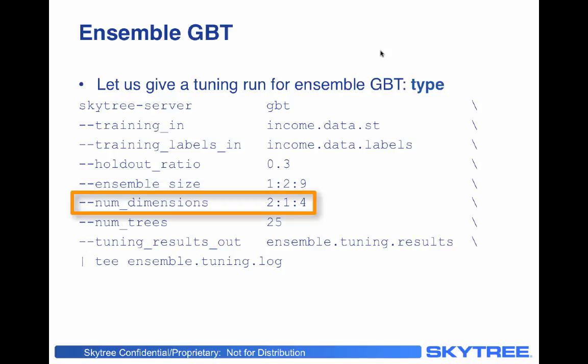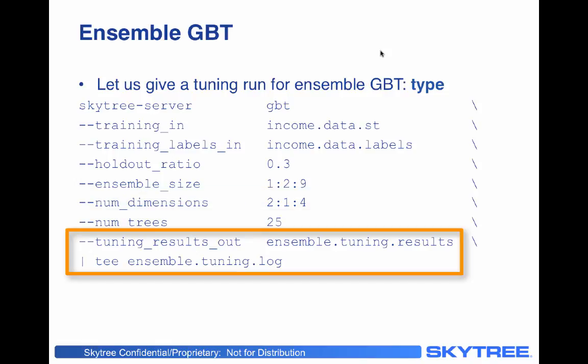We're also using the num dimensions option here. This option can be used with Ensemble GBTs and also with random forests, and it has a similar effect in the two cases. So for each split in a tree, Skytree will consider only a randomly selected subset of all the possible dimensions, and this option determines the number of dimensions to consider. So for this particular run, we're going to consider 2, 3, and 4 dimensions at each split. And finally, we specify the file to write the tuning results, and also use the Linux tee command to write the log to a file while it also shows up on the terminal.